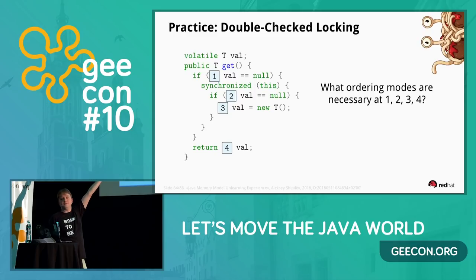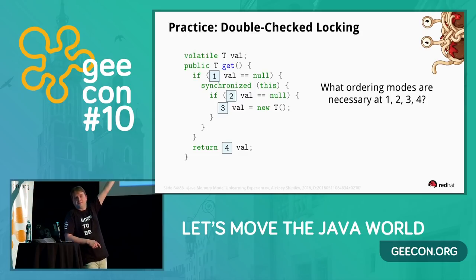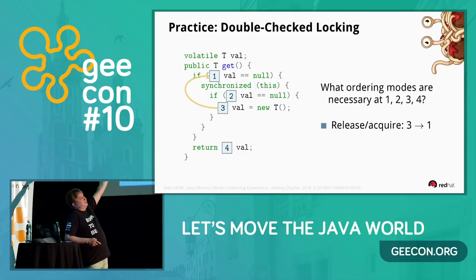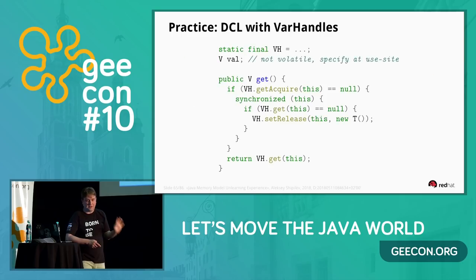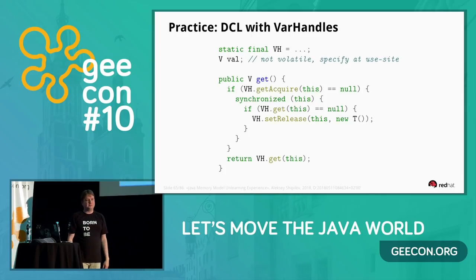So you need acquire there, and if you need acquire at one, you have to have the paired release. Where's that release? Three. Yes, you need to release and acquire here. This is the property that you are after. You are somewhat after the coherence property here, but it's less relevant if this thing is volatile. Anyway, if you do this with VarHandles, you can explicitly do acquire and release like that. This is the minimal example that you do there.